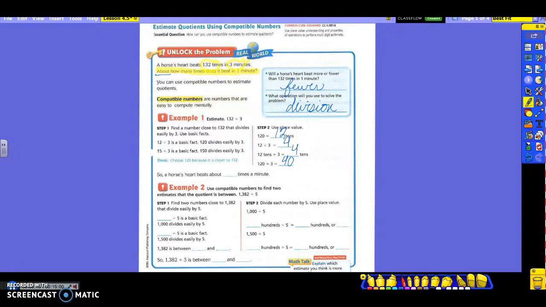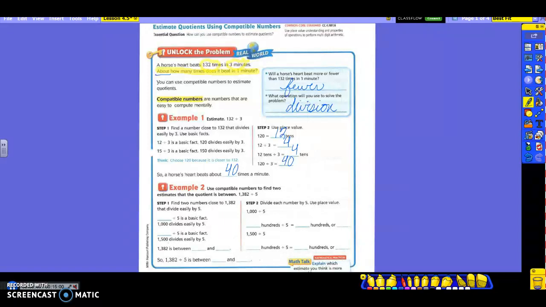So that means that a horse's heart beats about 40 times a minute. So a couple things to think about. You're looking for what kind of facts can I use with 3 to get close to the 13, I guess you can say. Did you see that I knocked off the 2? And I didn't worry about that. They're using 12, which is close, and 15, which is close because I can do a basic fact with that.